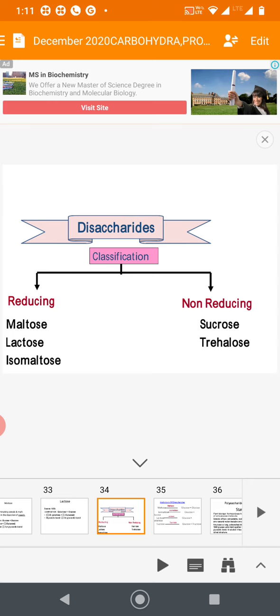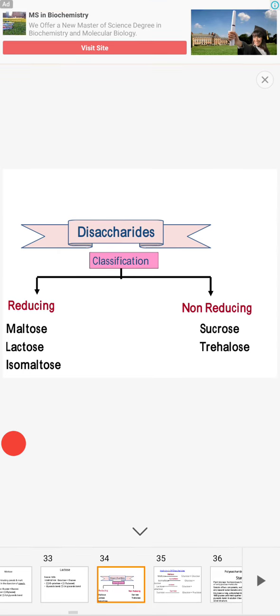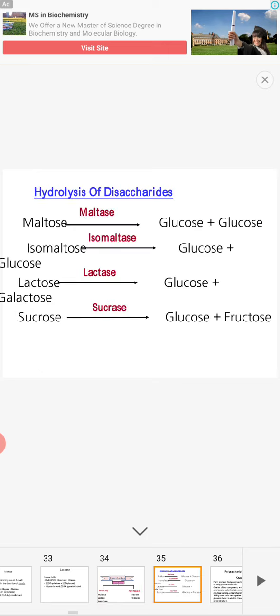But sucrose on hydrolysis yields what? Glucose and fructose. So if you break the sucrose into glucose and fructose in solution, again it is a reducing agent. Otherwise, you have to remember that sucrose is non-reducing. So these are the hydrolysis of disaccharides.